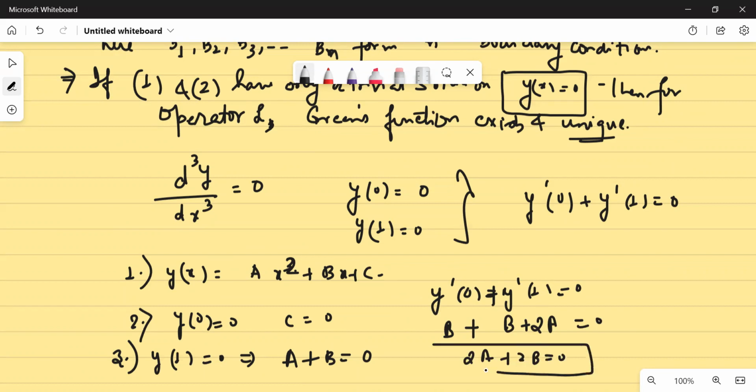Is that clear? So how many conditions are there? The c = 0 is one condition. The second condition is this. The third condition is this. Is that clear?